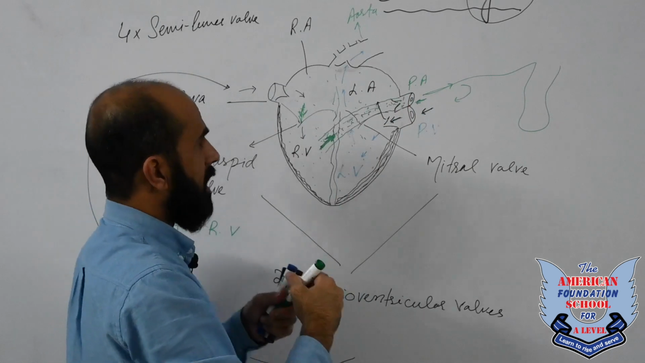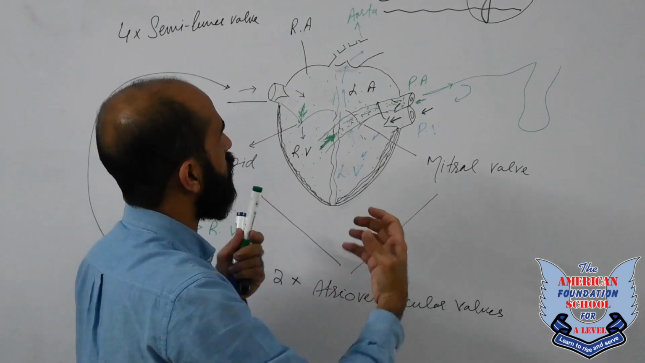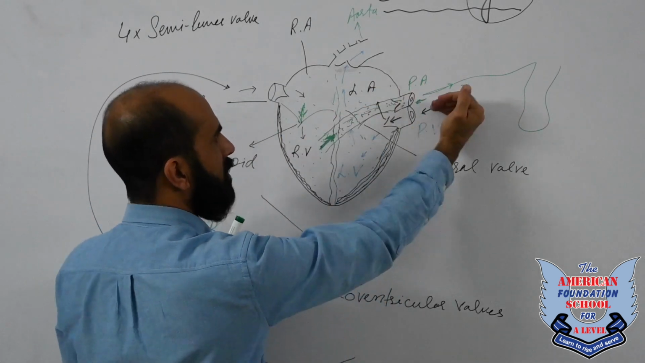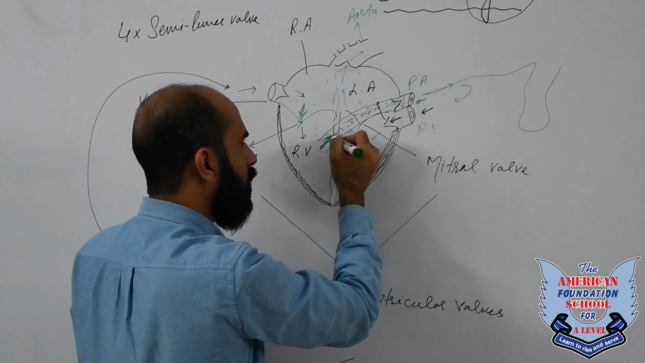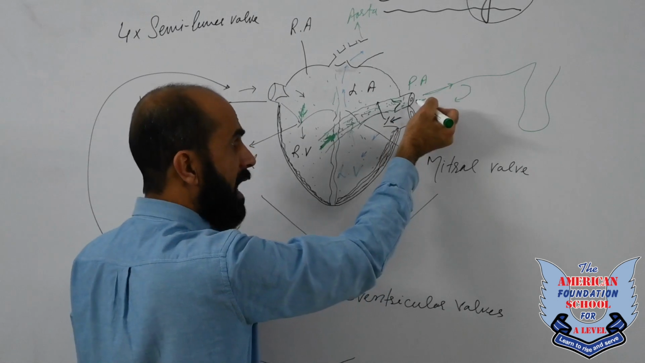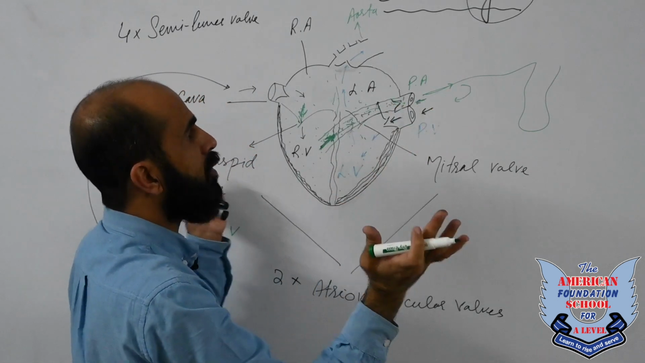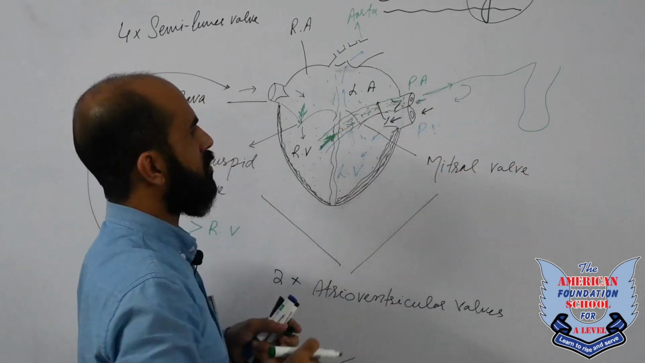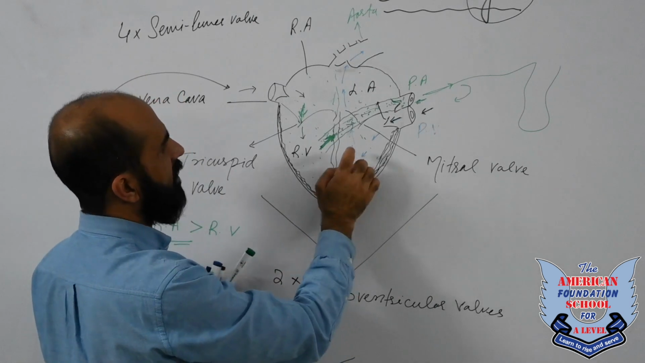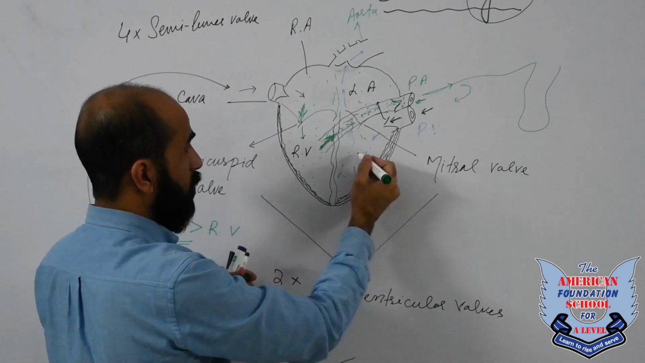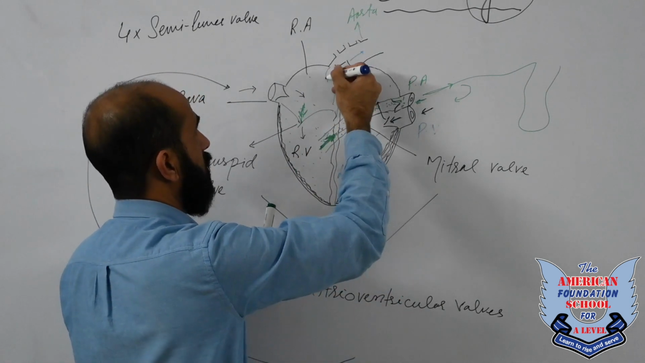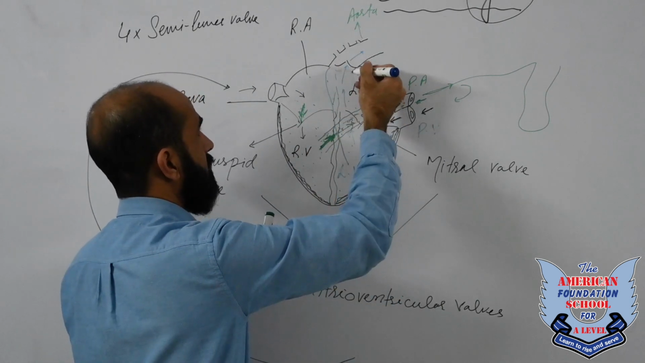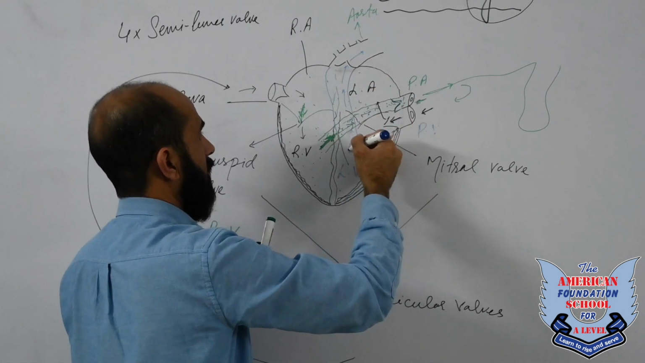So now there is a competition between the two types of forces, the forward forces and the backward forces, and if the forward pressure is higher than the backward pressure, this valve will open and blood will be forced out. Now the same case is here in the left ventricle. The left ventricle is connected with the aorta, in this way.